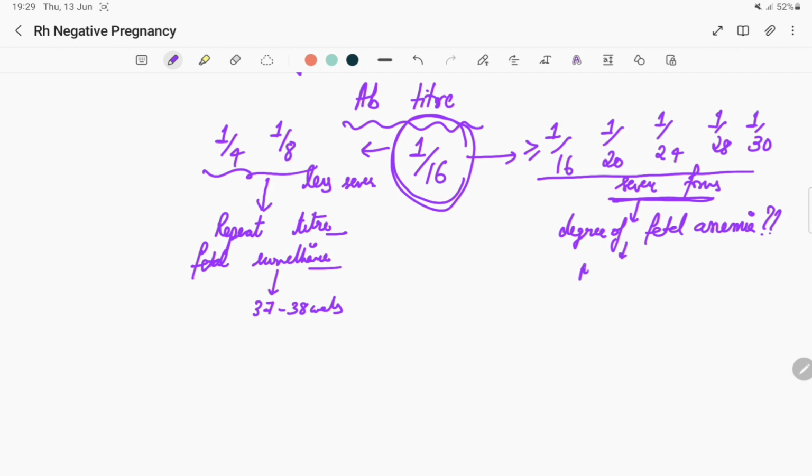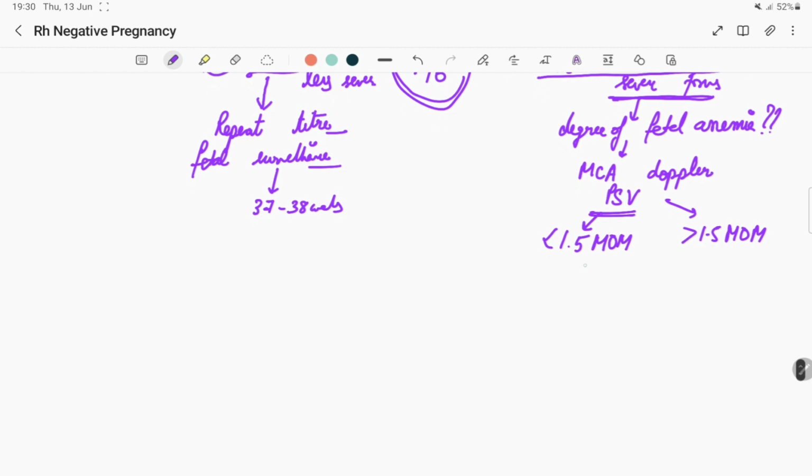By doing a middle cerebral artery Doppler of the fetus. Middle cerebral artery Doppler and check for the peak systolic velocity, whether my peak systolic velocity is less than 1.5 times multiples of mean or more than 1.5 times multiple of mean. Now remember, if it is less than 1.5 times multiple of mean, I can still take some risk. What do I do? I can keep repeating the middle cerebral artery Doppler, do fetal surveillance and still carry on the pregnancy up to 37 to 38 weeks. I can still carry the pregnancy, right?